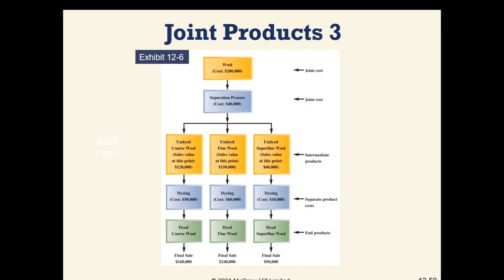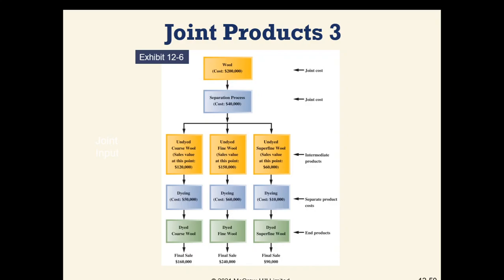Another example that they provide is wool. So all the raw wool is gathered after the sheep have been sheared. It goes through a separation process that results in three separate outputs. We have undyed coarse wool, we have undyed fine wool, and we have undyed superfine wool. From each of those three products, we can process them further by dyeing and refining that product to get to our dyed coarse wool, our dyed fine wool, or our dyed superfine wool.